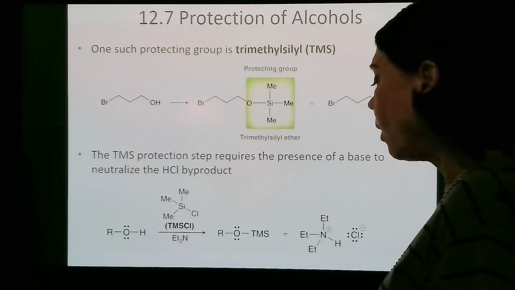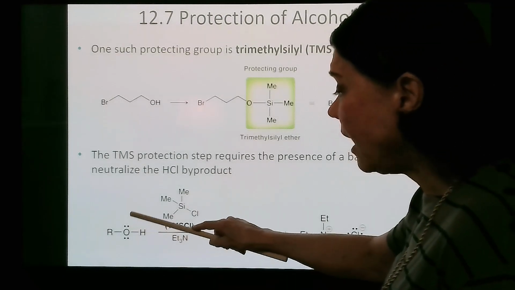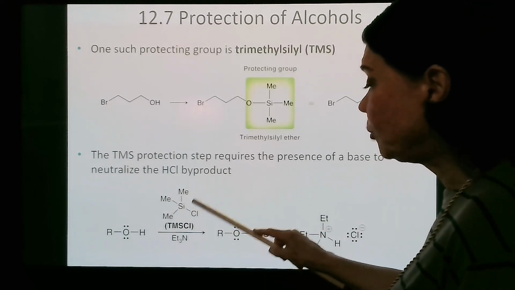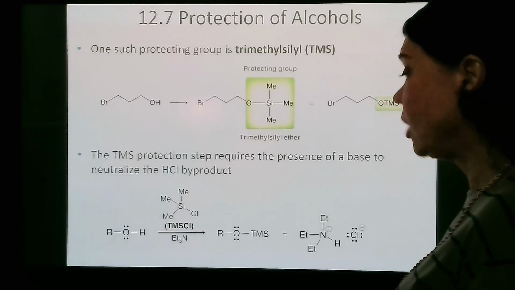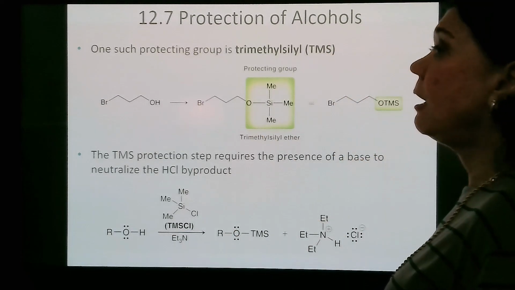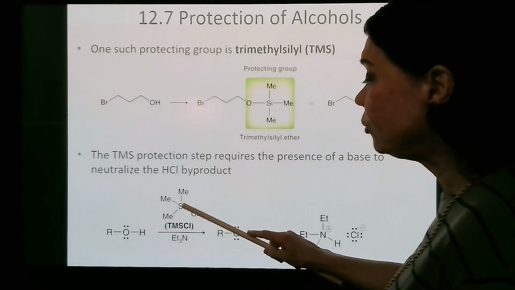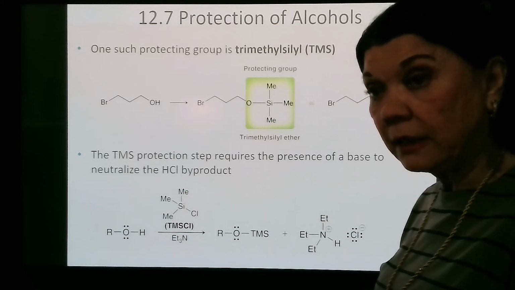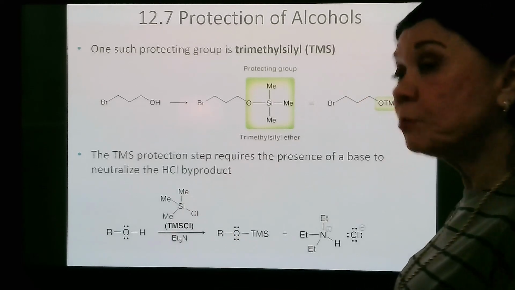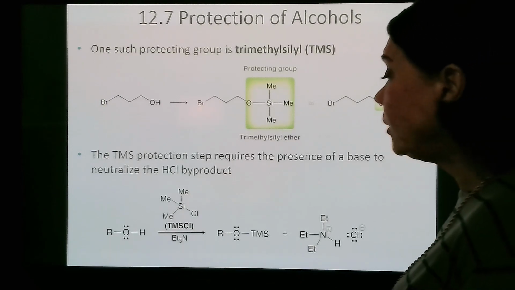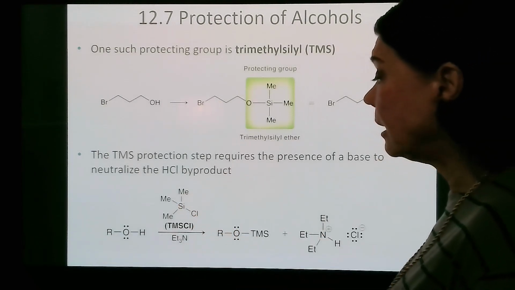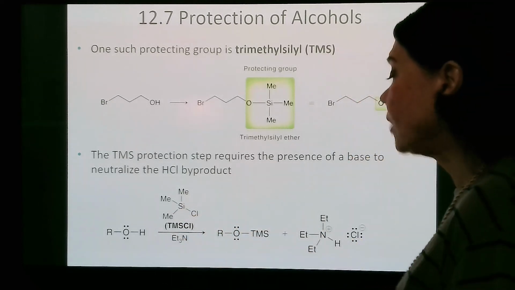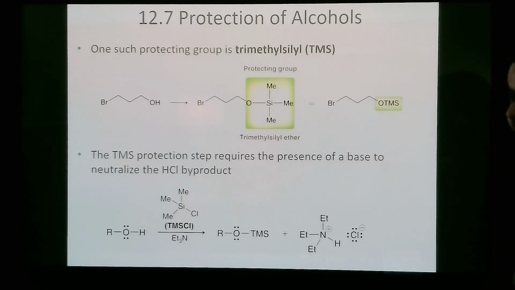And so what happens is the oxygen is going to have to come in and do a backside attack on silicon and displace chloride. It's like an SN2 reaction. And you're going to look at that and think, no, that can't be an SN2 reaction. This is too sterically hindered. And it would be if this were carbon, but it's not carbon. It's silicon. And silicon is much larger than carbon. And so when you have these three methyls on silicon, it's much more open than if that were carbon. And so in that case, a backside attack is possible.